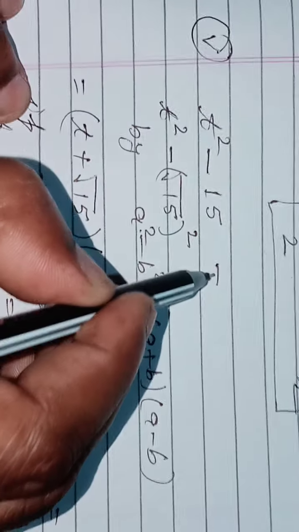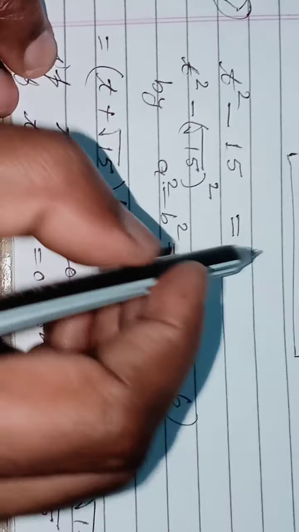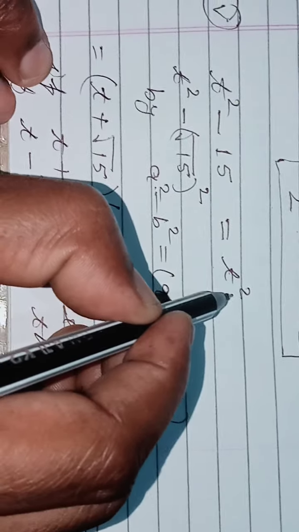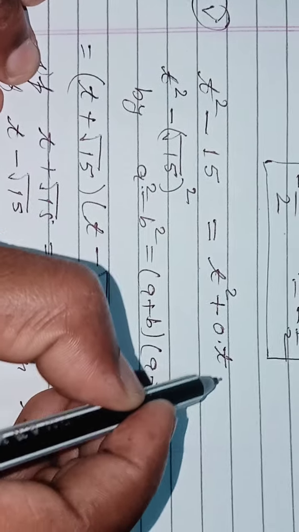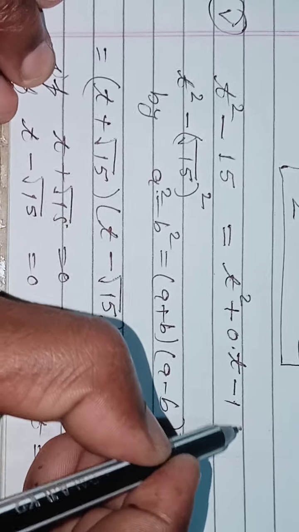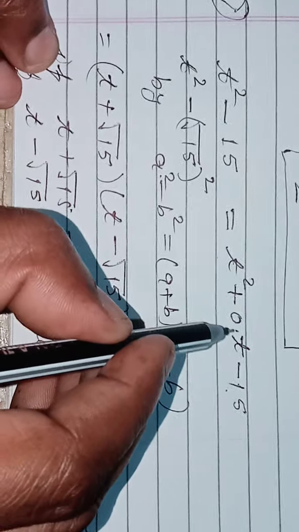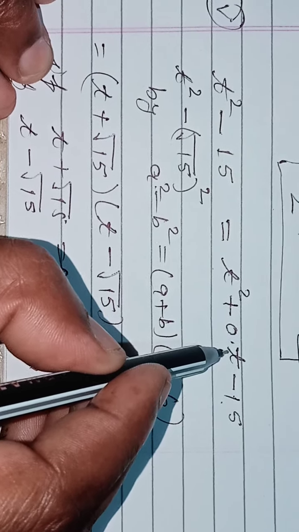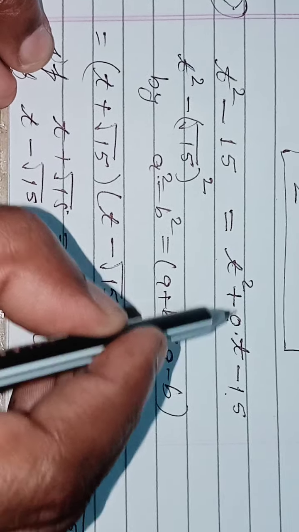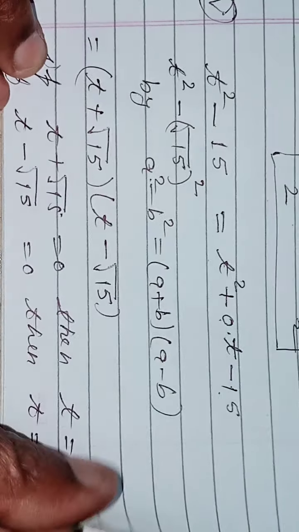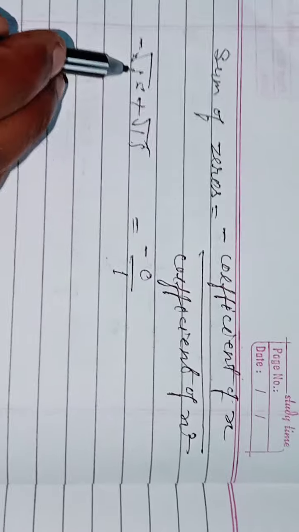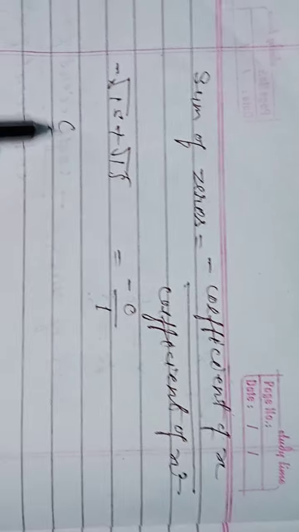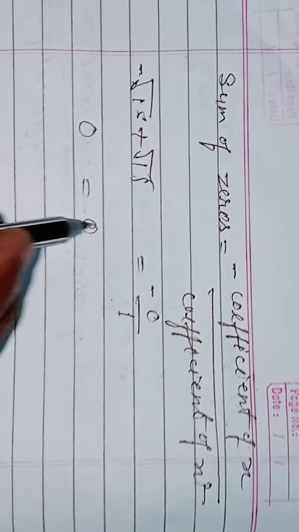t square minus 15 can be written in standard form t square plus 0 multiply t minus 15. So this is coefficient of x, it means 0, and coefficient of x square is 1, so 0 by 1, minus multiply, is equal to 0, and this also 0. Verify.